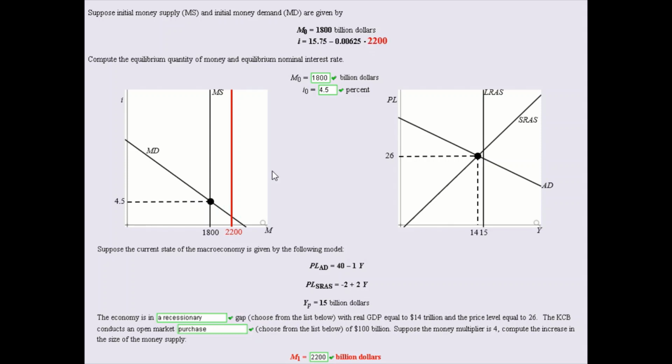To find the new lower interest rate, you take this 2200 and plug it into the money demand equation, which starts with I. The new quantity of money is 2,200 billion. You multiply that by the slope and subtract that from 15.75, and you get a new interest rate of 2 percentage points. So the new equilibrium interest rate is 2%. Now, assuming the monetary policy works as intended, it closes this gap, and inflation expectations are constant. The real rate of interest is going to fall by 2.5 percentage points, since 4.5 minus 2 is 2.5.